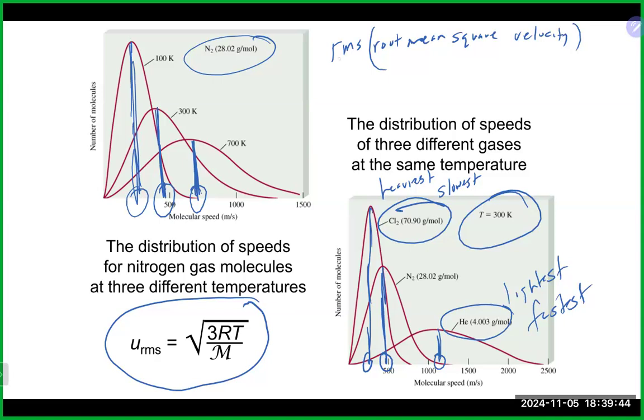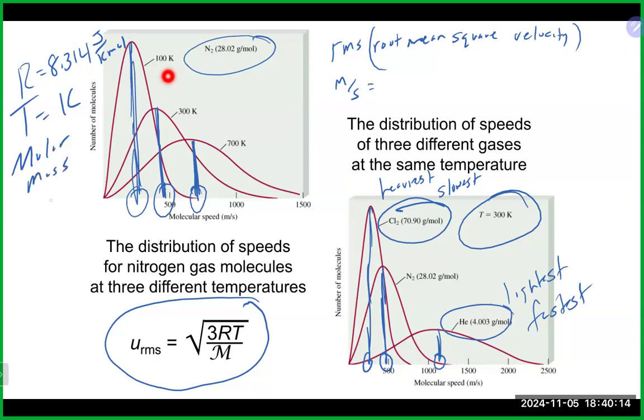The units are typically meters per second. That is the square root of 3 times R. Not to confuse things, but the R in this case is actually the 8.314 version of R. That's the energy version of R. T is our temperature in Kelvin, and M is the molar mass. And the molar mass here has to be in kilograms per mole when you use this equation.